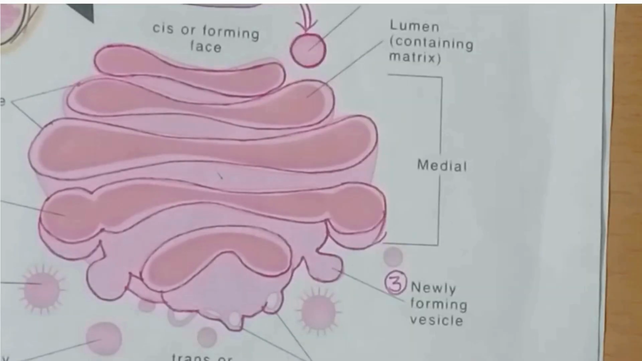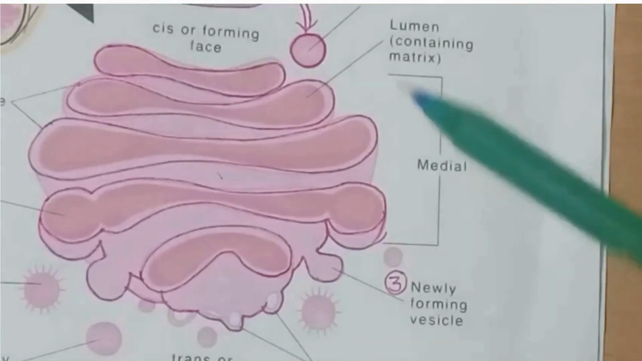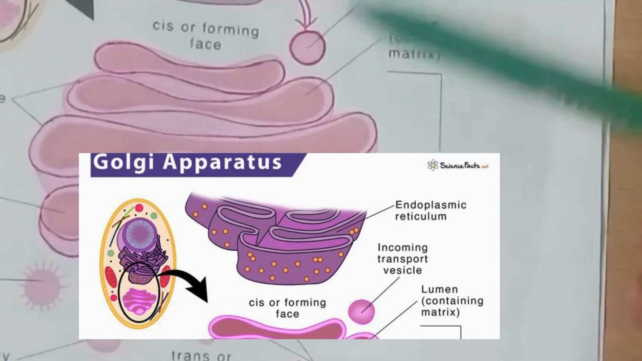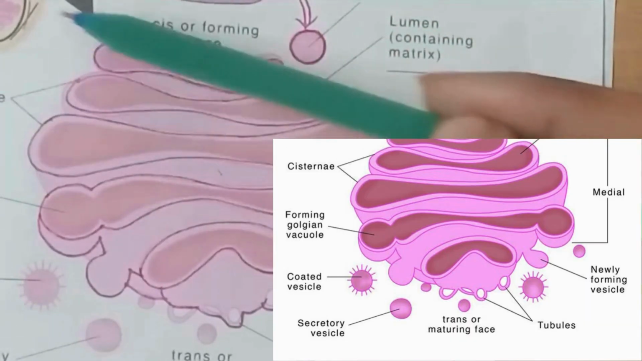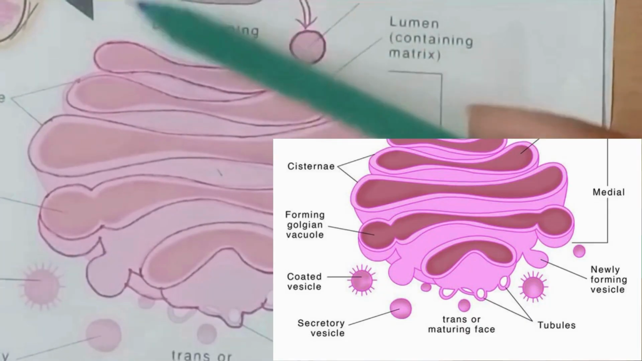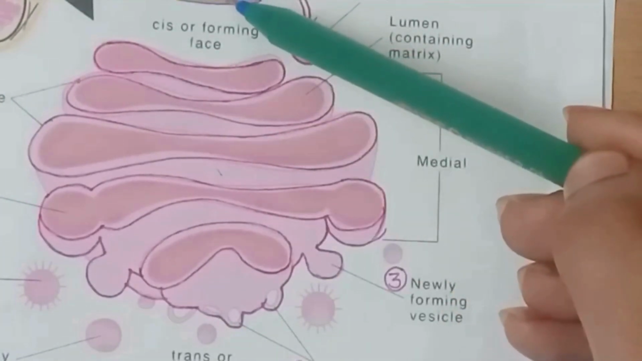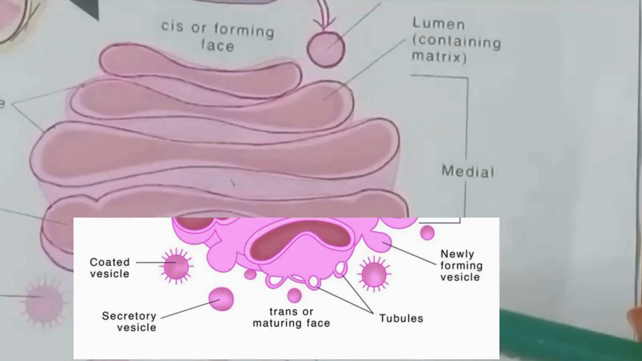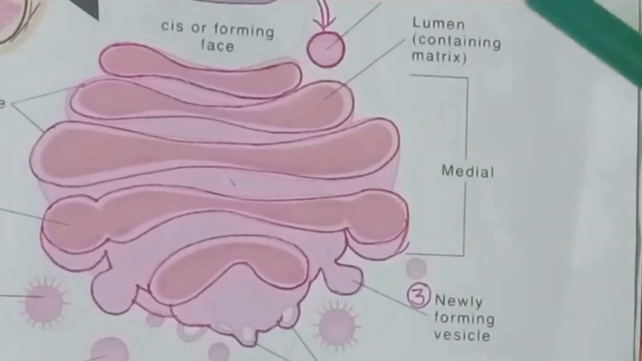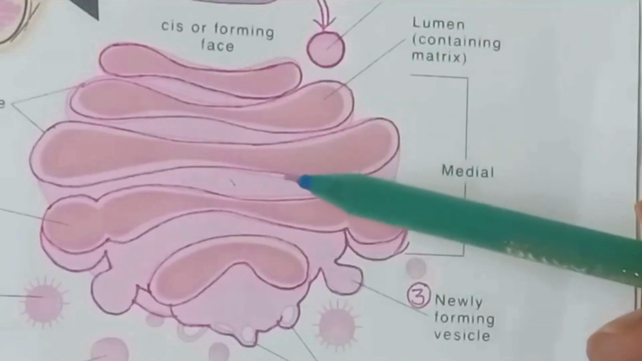These help in processing, packaging, and transporting materials to intracellular targets or outside the cell. The proteins which are synthesized in the endoplasmic reticulum are transported towards the cisternae of the Golgi apparatus and fused to the cis phase, and move towards the trans phase and maturing phase, where these proteins are modified before they are released out of the trans phase, and these later act as lysosomes and perform various functions in the cell.